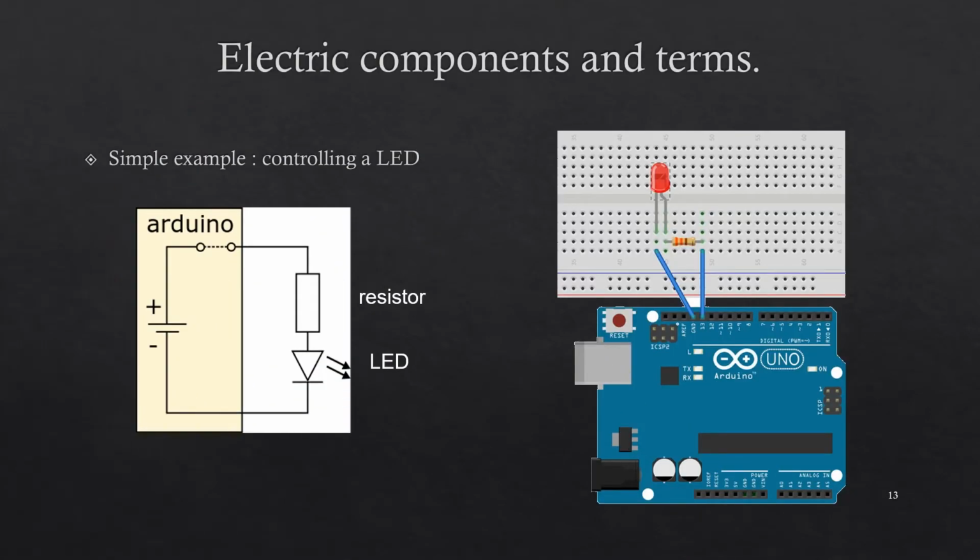Electronic components and terms. Take a look at this simple example of controlling an LED. On the right side, you would see the components and how they connect to each other, and on the left side, you would see their representation in a diagram. So here we have connected an LED with a resistor, and both of them are connected to the pins of the Arduino. So it will take the GND from the Arduino itself, and the power will come out of the output pin.